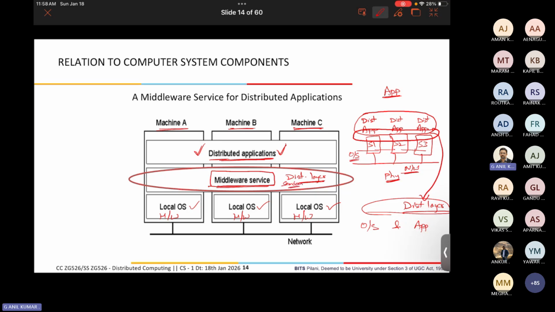These distributed services will stitch multiple machines logically into one machine and multiple applications logically into one application. That's when the distributed application can actually work and can utilize the resources of all the three machines. So this is where we are studying our distributed computing. What all comes in this distributed computing is what we'll be studying.